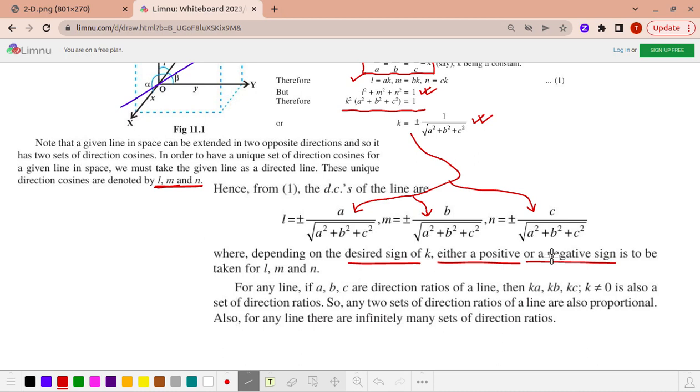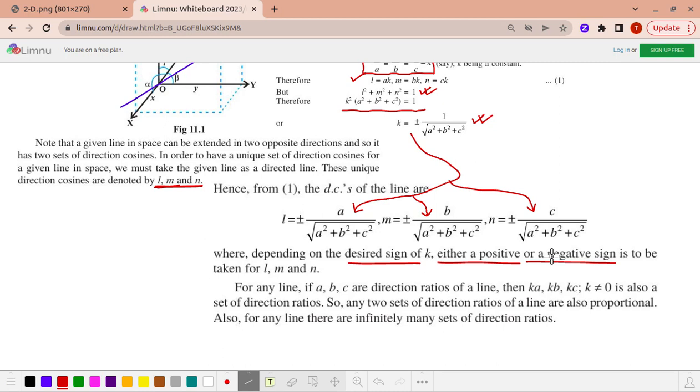Now, great. L, M, N are direction cosines. Direction cosines are always unique for a given directed line, but direction ratios can be many.